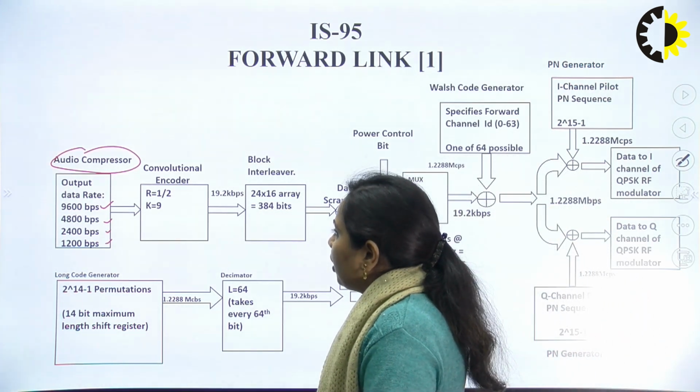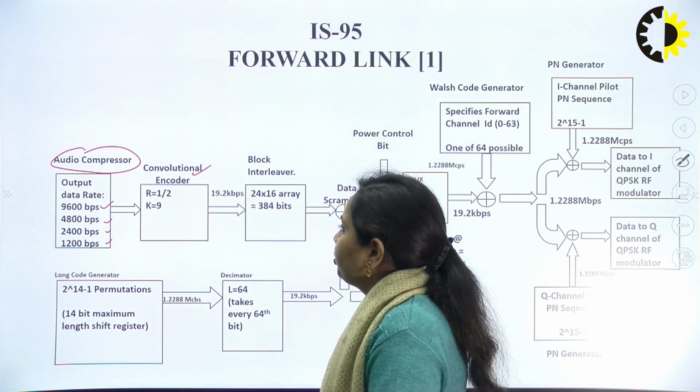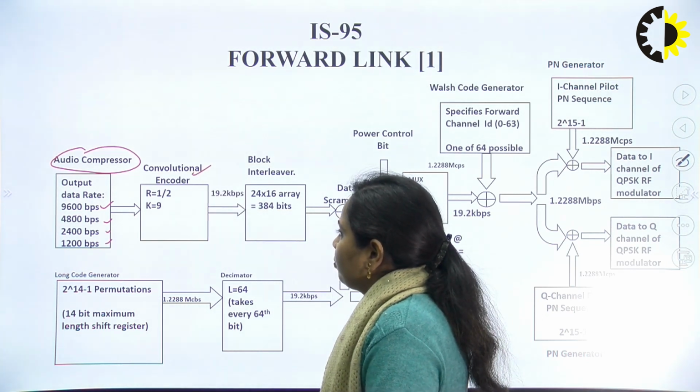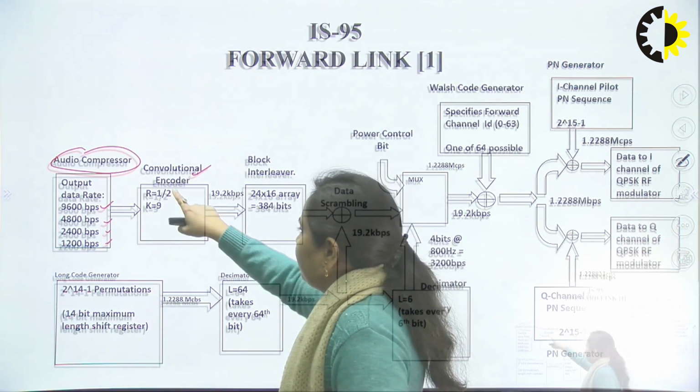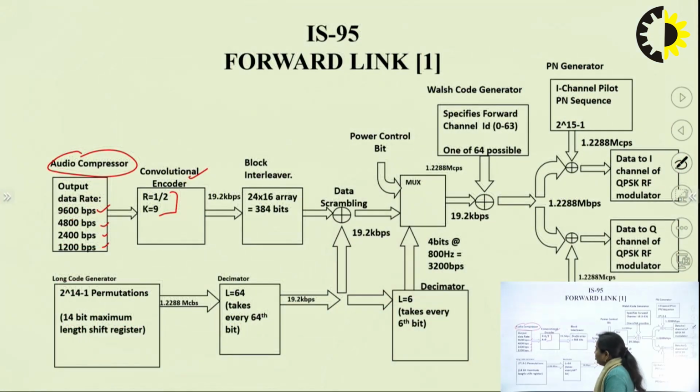Now this particular output is given to the convolutional encoder. So there are two different parameters associated with the convolutional encoder. First one is the size of the bits which you want to transmit. Second one is the rate of convolution. It is denoted by 1 upon 2, so what we have taken is half for this. So this is the standard diagram. Next, the output of this convolutional encoder will be 19.2 kbps.